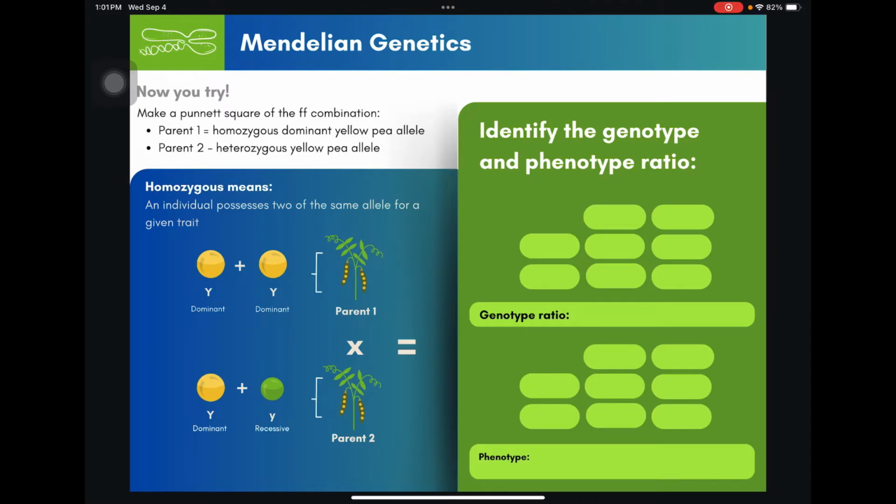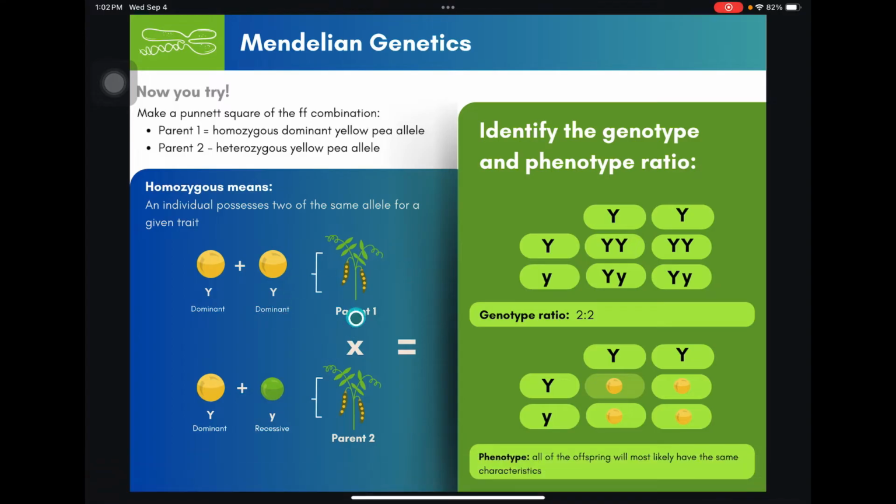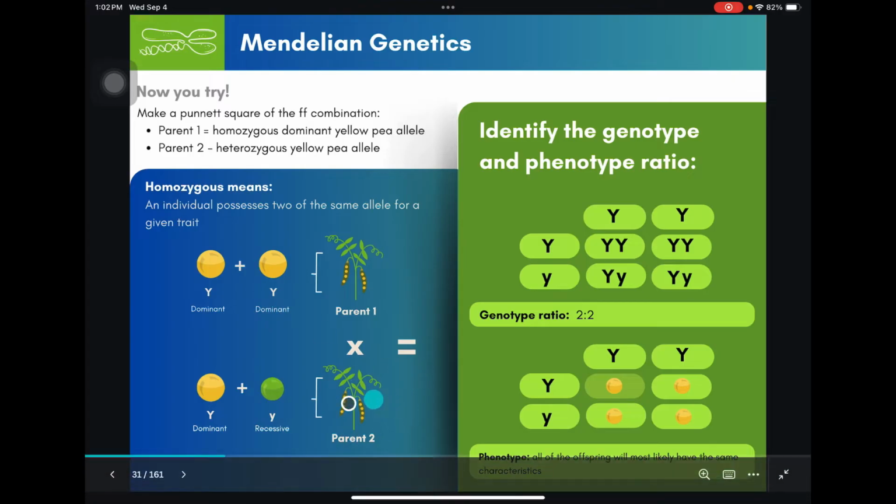Alright, so the answer for this short exercise is technically 2:2 for our genotype ratio, and for our phenotype, technically we don't have a phenotype ratio because all of the offspring will have the same characteristics. Our problem here is that we need to predict our offspring if parent 1 contains the homozygous dominant yellow P allele and the other contains the heterozygous yellow P allele. So parent 1 contains YY, or both dominant alleles, and parent 2 contains 1 dominant and 1 recessive.